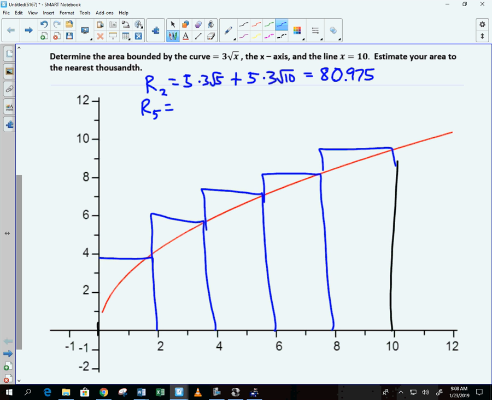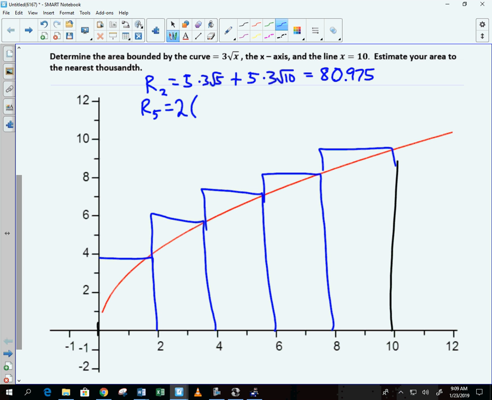I'm going to take a slightly different approach here. Do you agree that the width is the same for every rectangle? So I could factor the width out. Look at your previous problem. It's 5 times 3 roots of 5, then it's 5 times 3 roots of 10. So I'm just going to factor the width out. So it ends up being the width, which is 2 times the sum of all the heights.